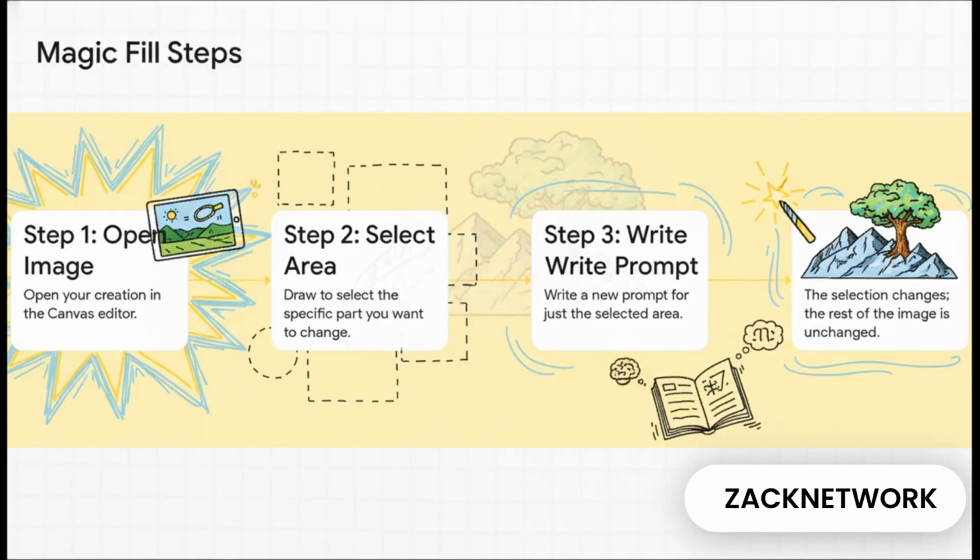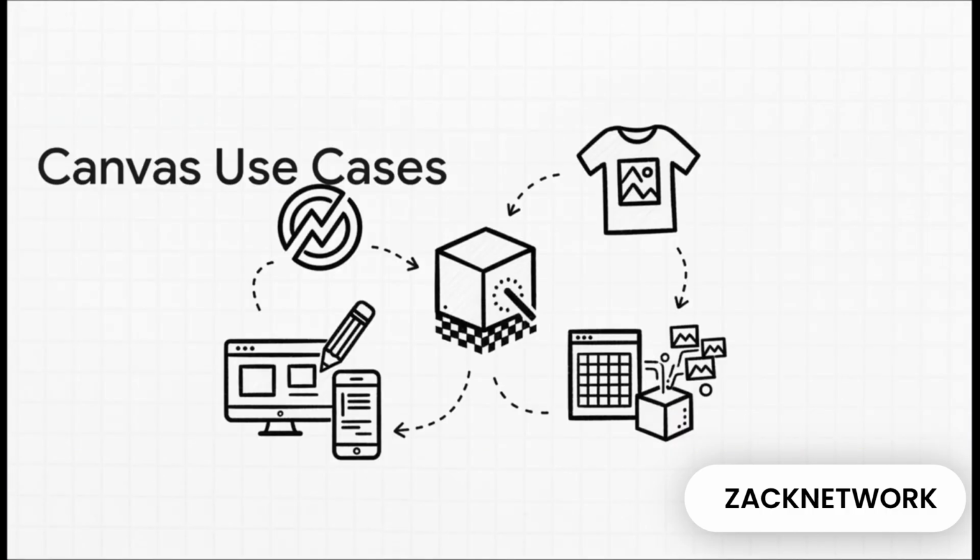The absolute star of the show in the Canvas is a feature called Magic Fill, and let me tell you, it is so powerful. You can literally select any part of your image, write a new prompt for just that tiny little area, and the AI will regenerate only that selection. The rest of the image stays exactly the same. So, you want to change the text on a sign or add a totally new object into the scene? It's that easy. I mean, this just opens up a huge range of possibilities, especially for professional work.